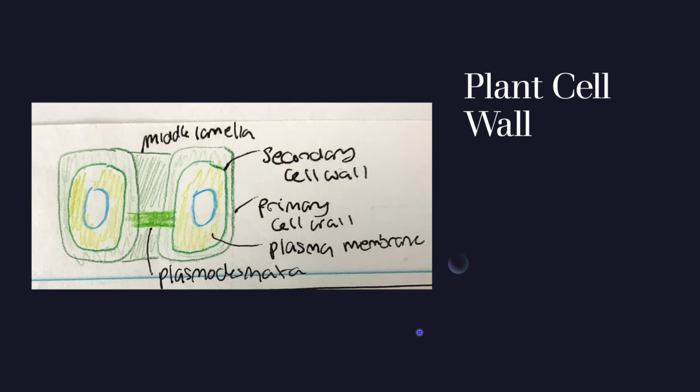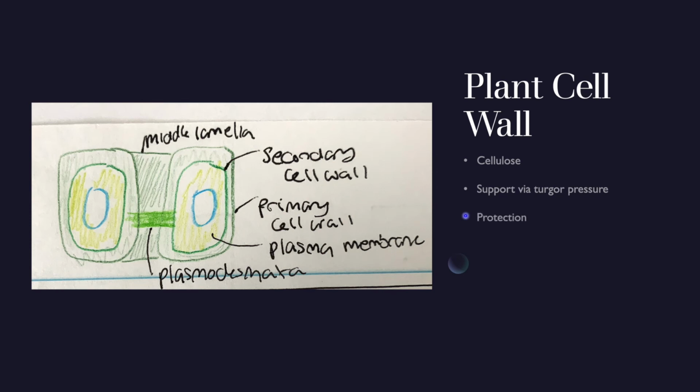Now let's talk about the plant cell wall. The plant cell wall is composed of strong cellulose microfibrils. It provides support by exerting turgor pressure. As water enters the cell, it goes into the central vacuole, creating pressure. The cell wall exerts an equally strong force in the opposite direction. This force provides support for the cell.